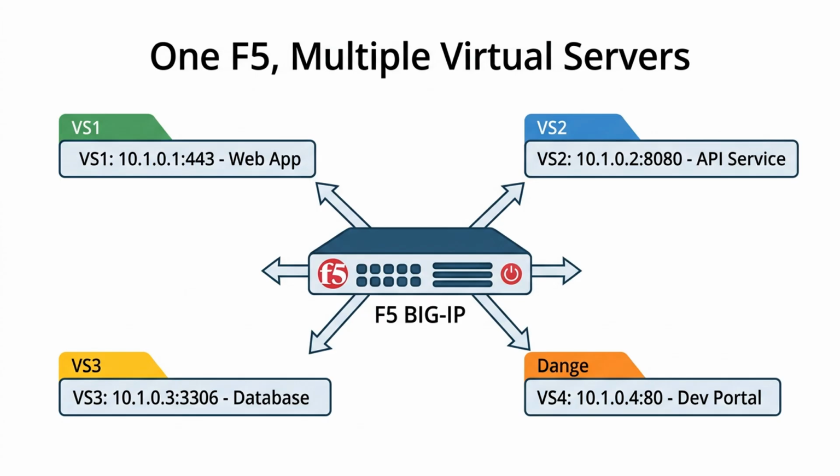Great question, and this is where F5 really shines. Yes, absolutely. One single F5 box can have hundreds of virtual servers running simultaneously. Each virtual server can listen on a different IP, a different port, or both. So you might have one virtual server for your web app on port 443, another for your API on a different IP, and yet another for your database traffic on port 3306, all on the same F5 device.